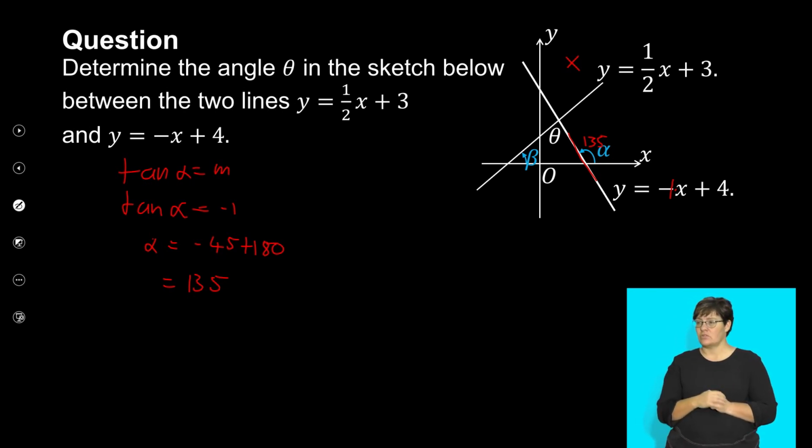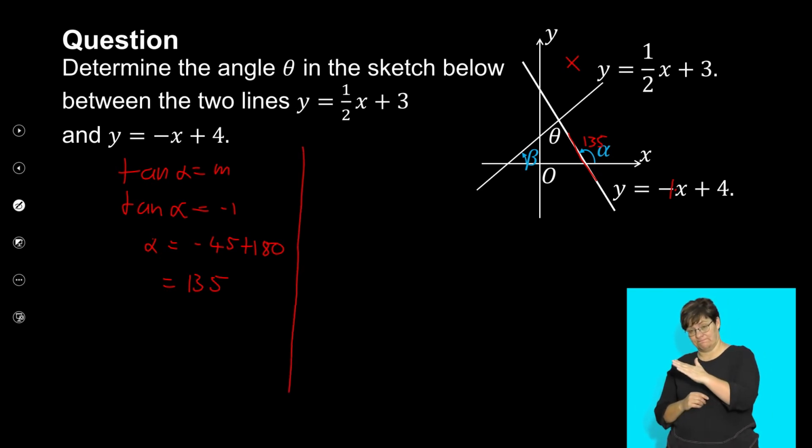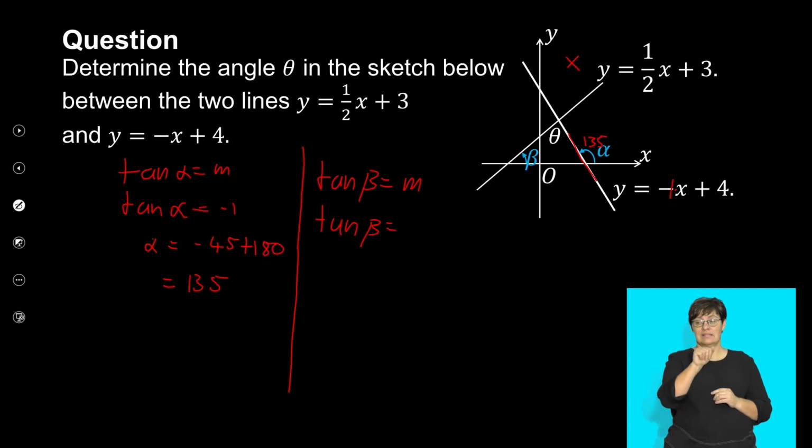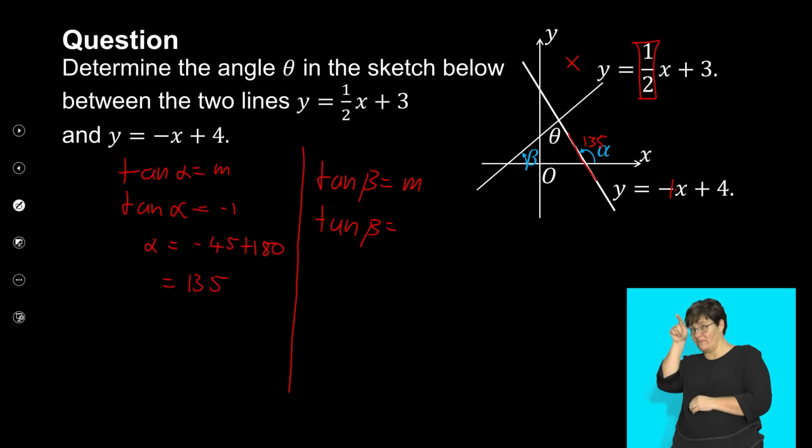Excellent. So let's look at beta. I know that beta is the angle of inclination of my line going up. And so I'm going to write tan beta is equal to m. This is the formula from the formula sheet for the angle of inclination. I know the gradient of the line going up is going to be the number that I'm multiplying x by, which in this case is a half. And so tan beta is equal to a half.